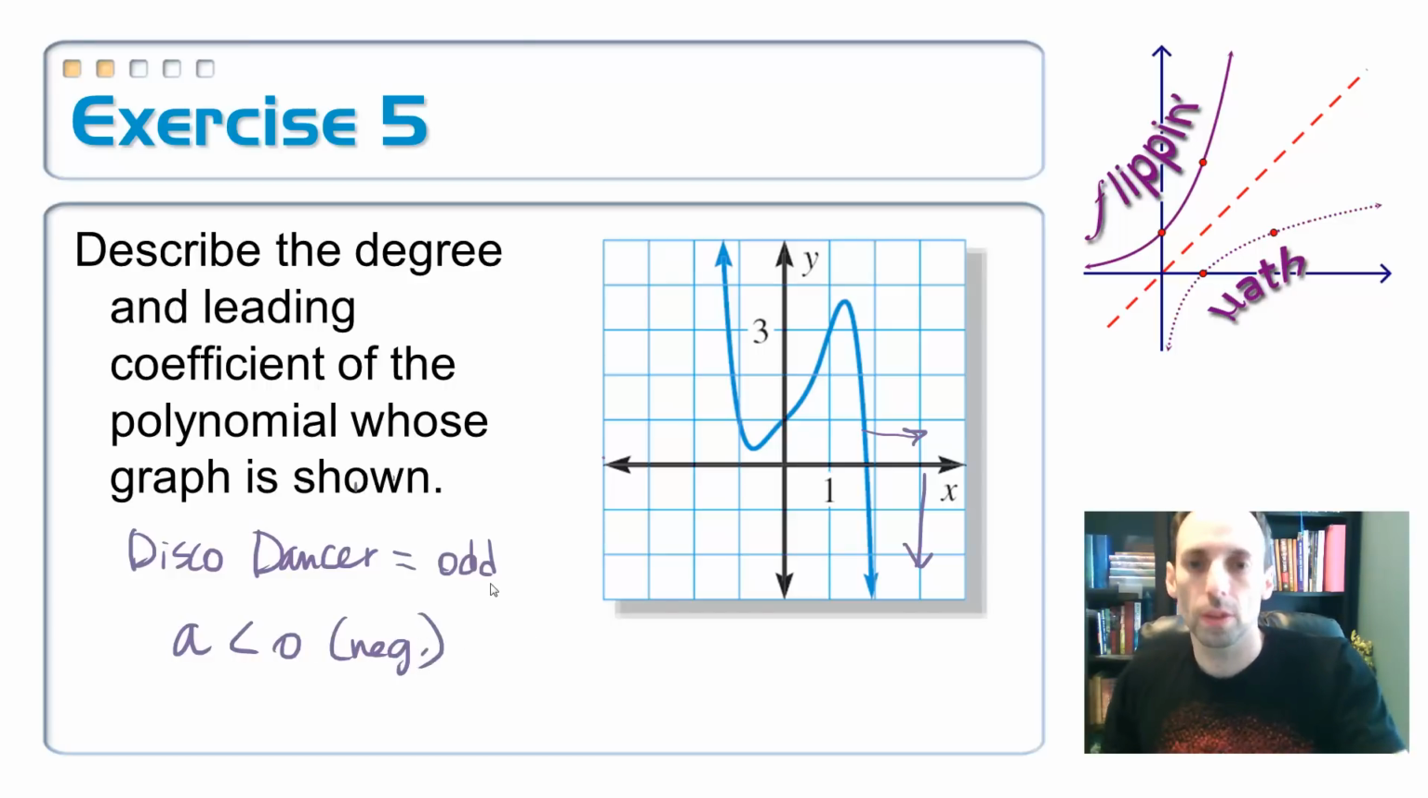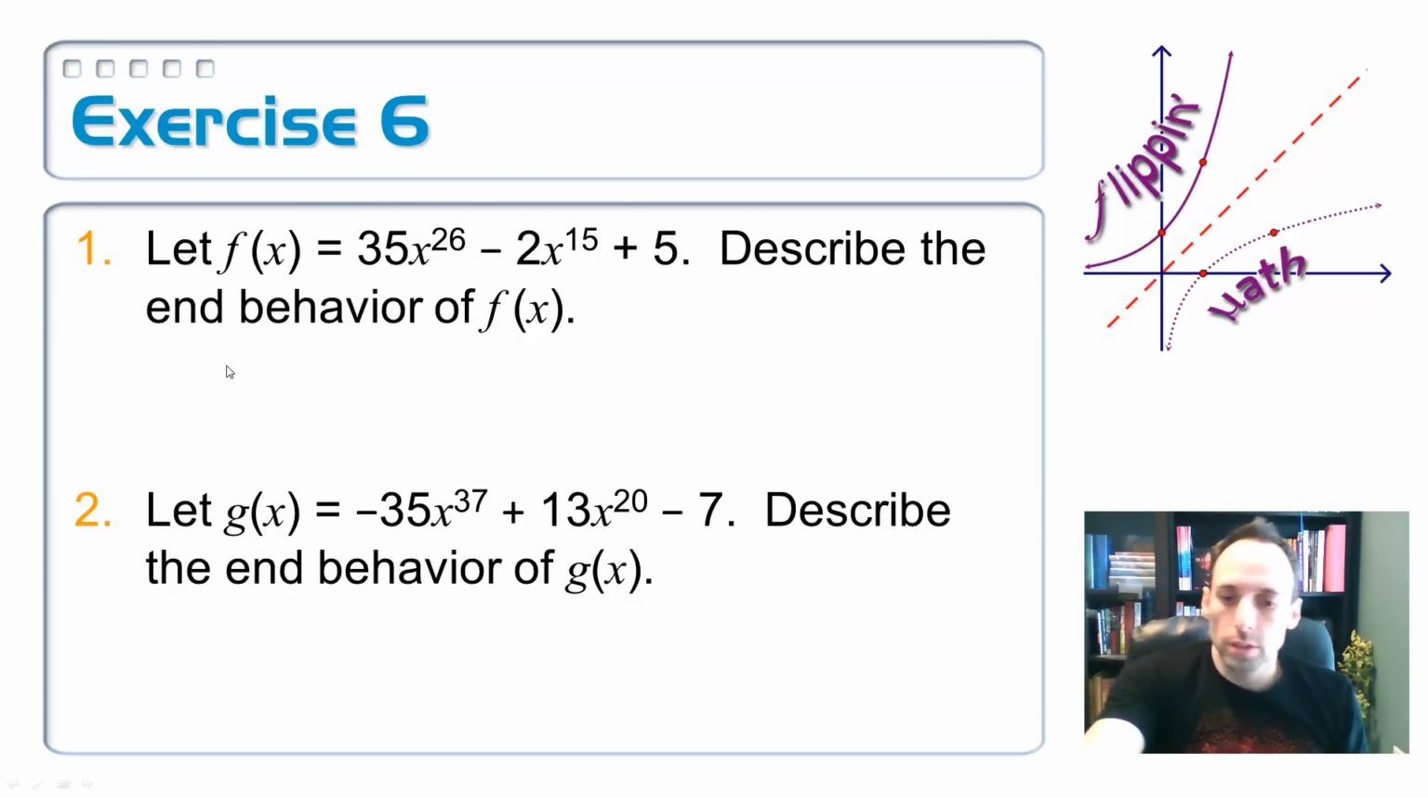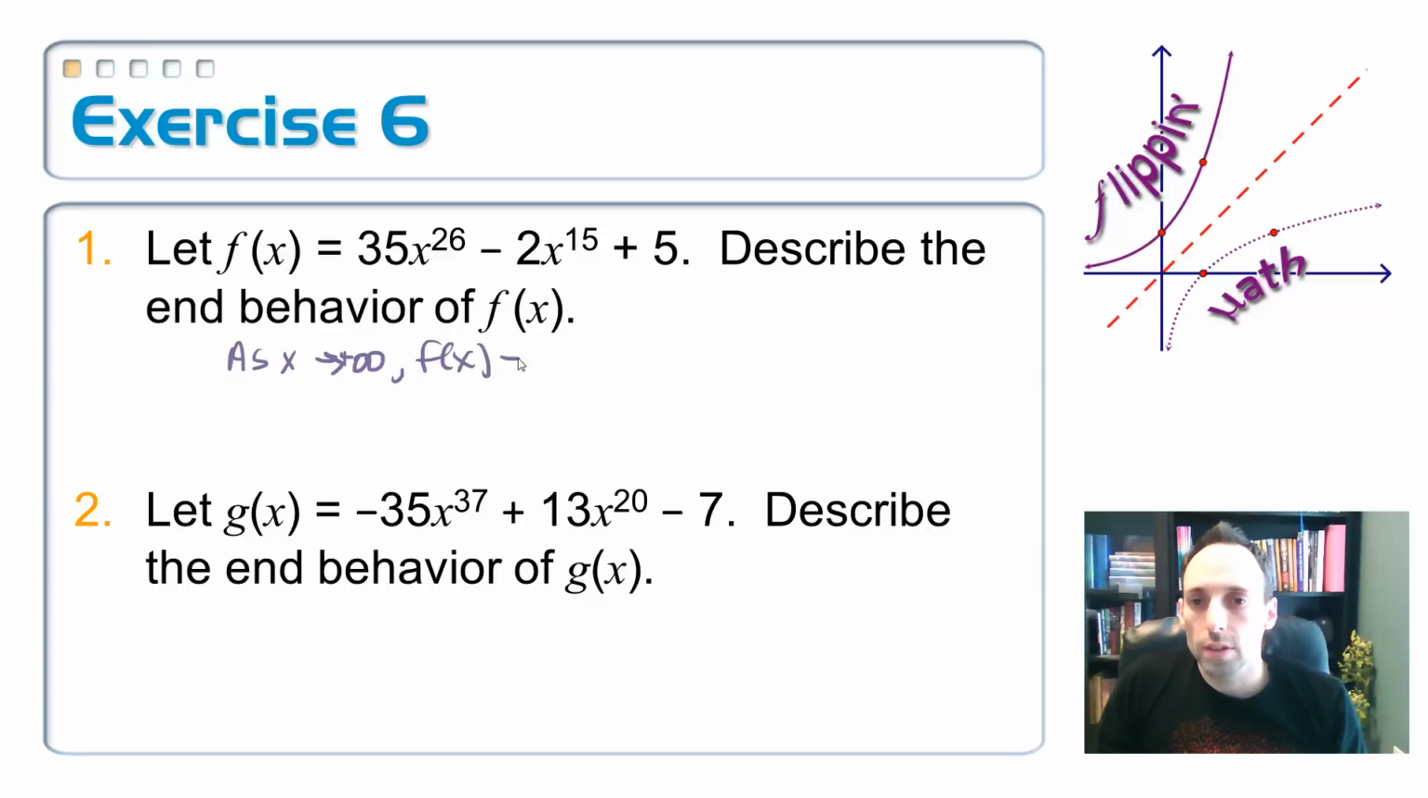That's pretty easy. Okay, so I'm going to give you an opportunity to try that on these two. I just give you the equation. I want you to describe the end behavior like we did in the little worksheet. So you would write something like, as x approaches positive infinity, then f of x is approaching something. So try that for those two. Give it a pause and come back.